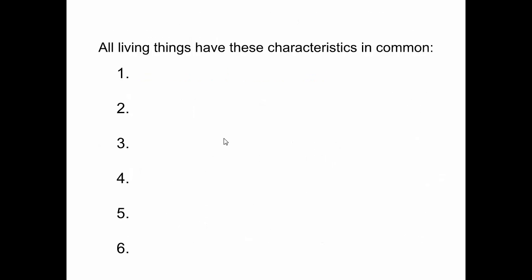So there are six characteristics that all living things must have. All living things are made of cells. This is a key one. Kai mentioned it in our question of the day. Cells, which we'll talk about in more detail, are what make up all living things. In fact, in our next unit, we're going to talk all about cells and the parts of cells and so forth. So all living things are made of cells.